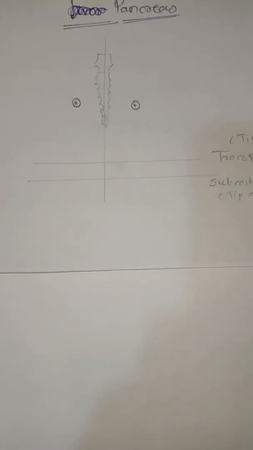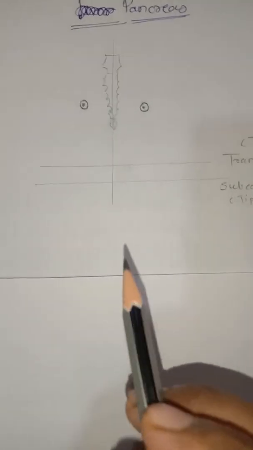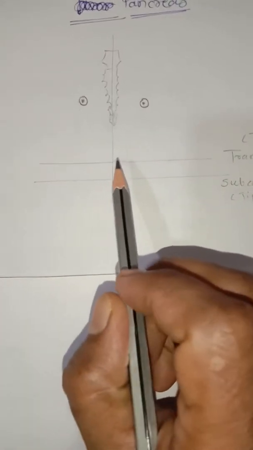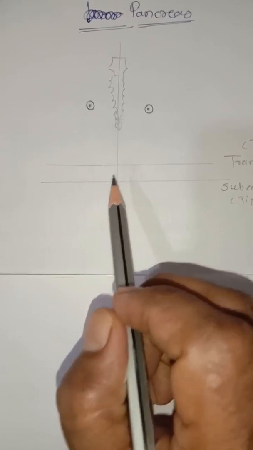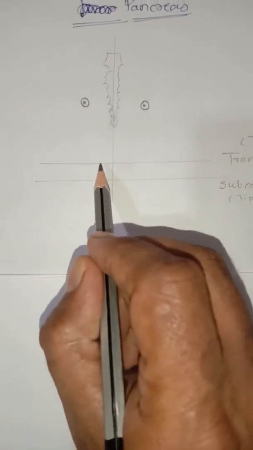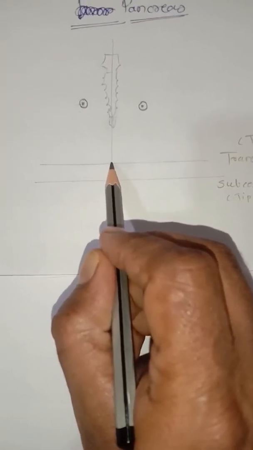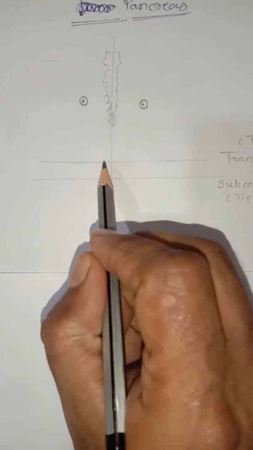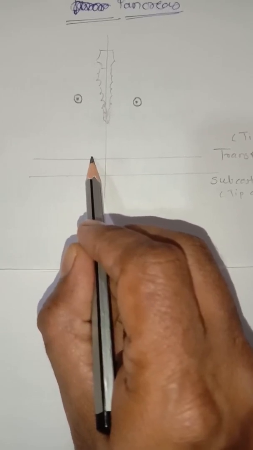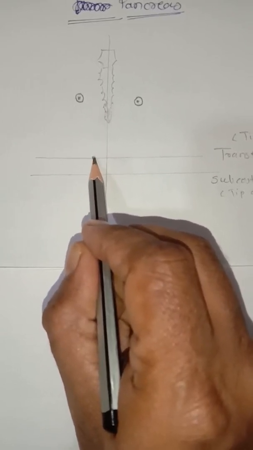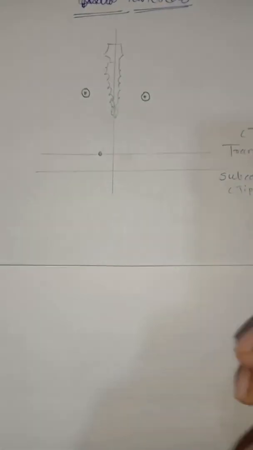So to draw the pancreas, the first point should be taken on the transpyloric plane on the right side. The first point should be taken 1.2 centimeter away from the median plane on the transpyloric plane, 1.2 centimeter to the right side. So here, that is the first point.